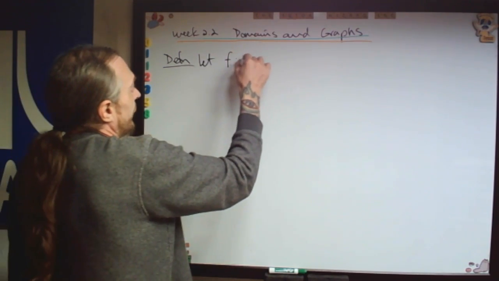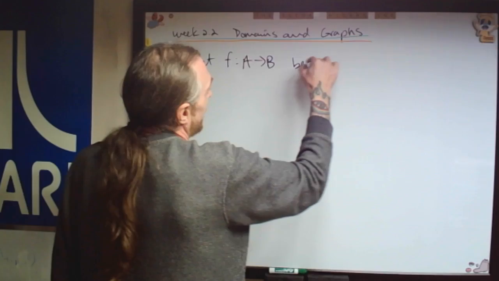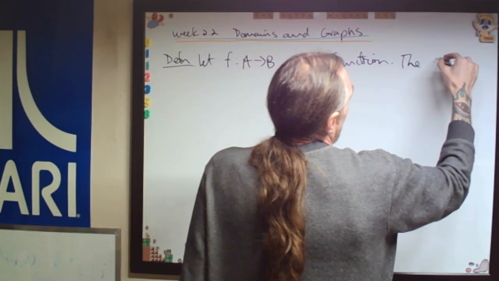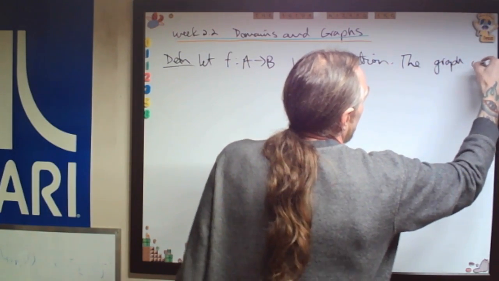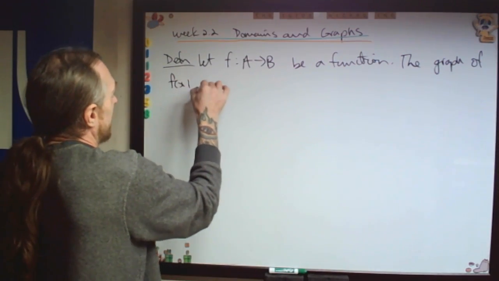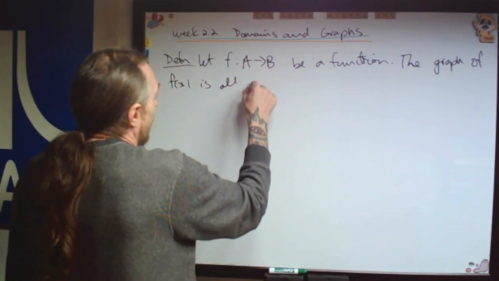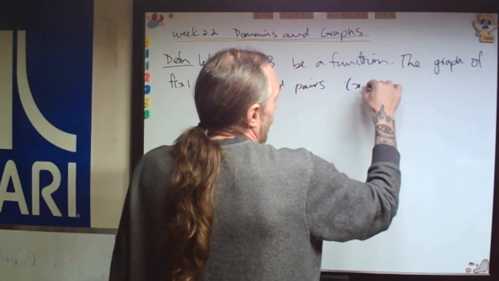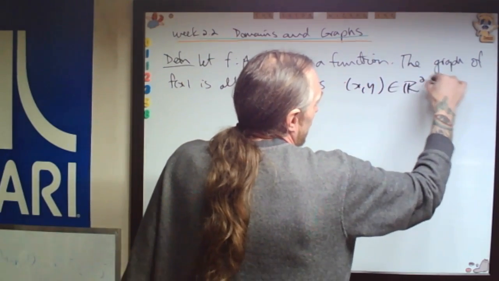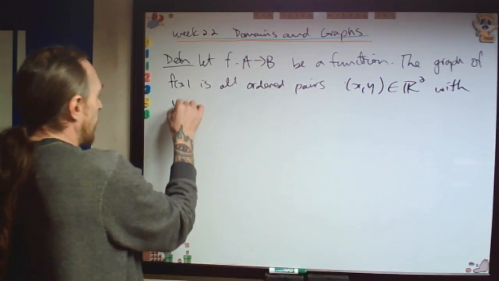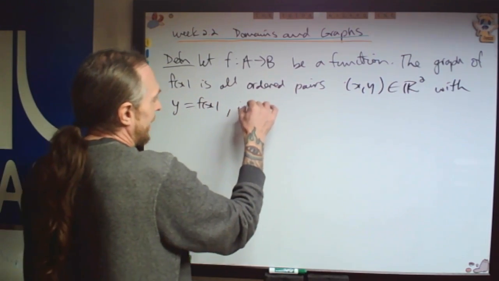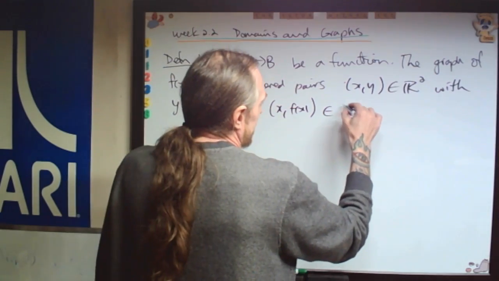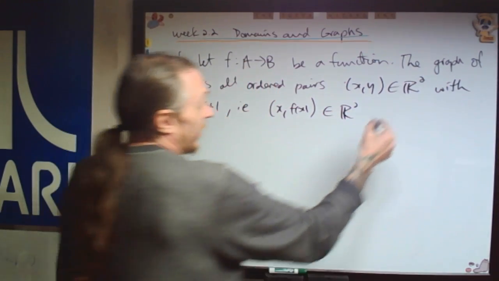Definition: let f from A to B be a function. The graph of f is all ordered pairs (x, y) in the plane with specifically y equal to f of x, i.e. we use the points (x, f(x)), which is in R2. The collection of all of these gives us the graph.